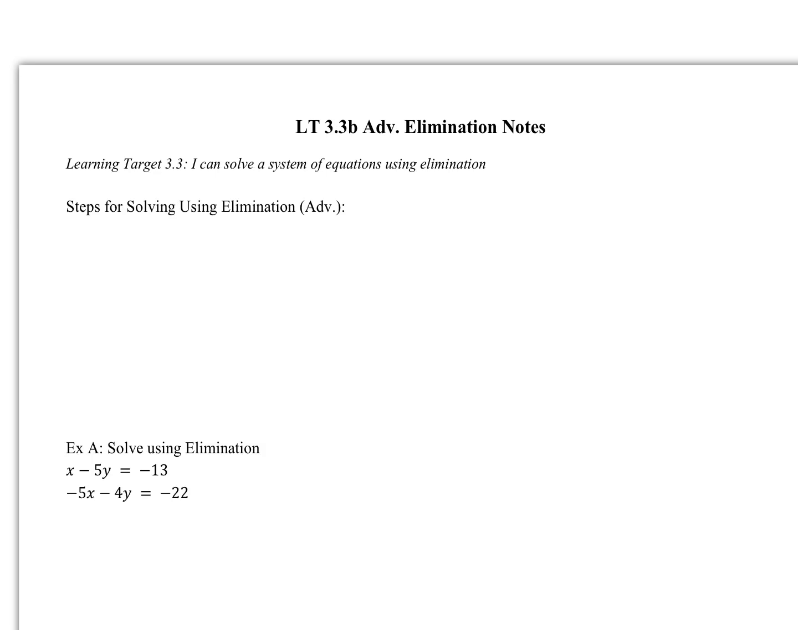Okay, so we just did the basic elimination, is kind of what I call it. Now we're going to do what I consider advanced elimination. So it's still that concept of adding stuff together. But what's going to be different is that you're going to have an extra step at the beginning.